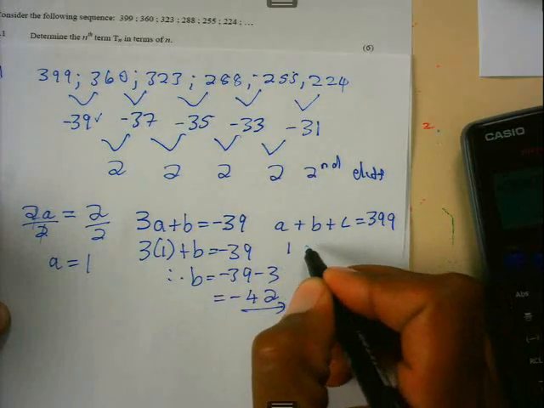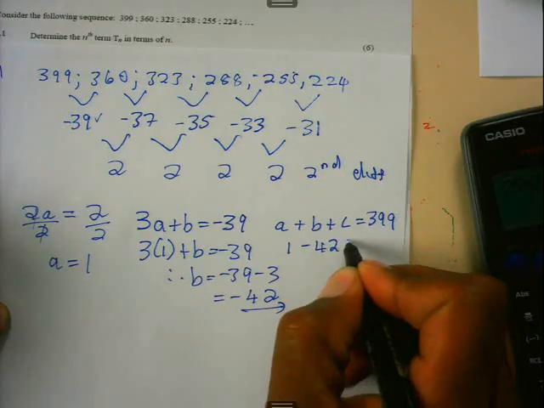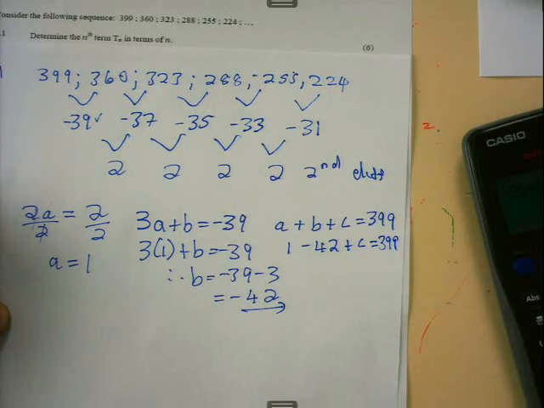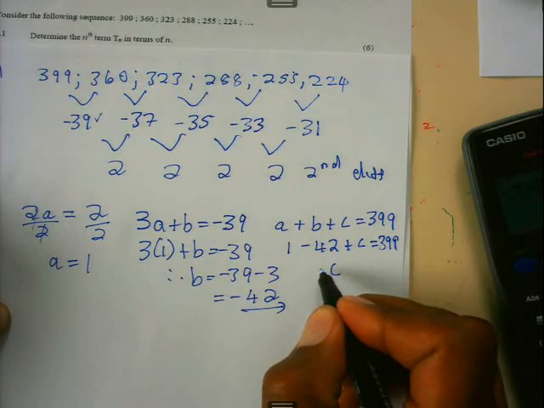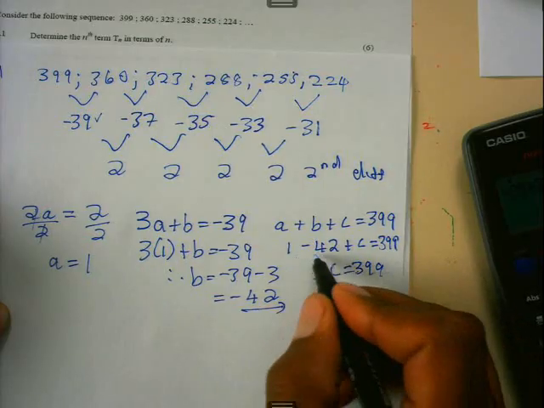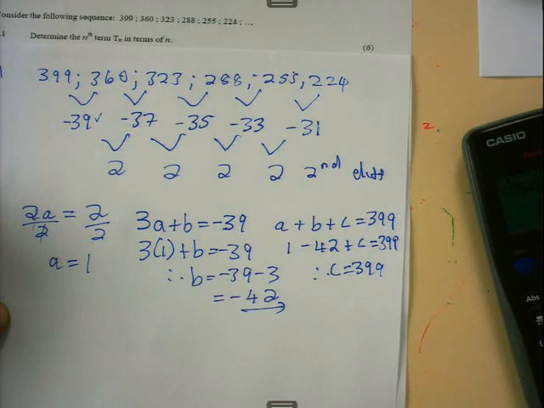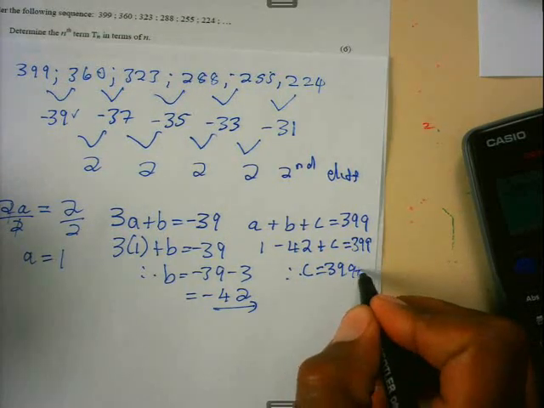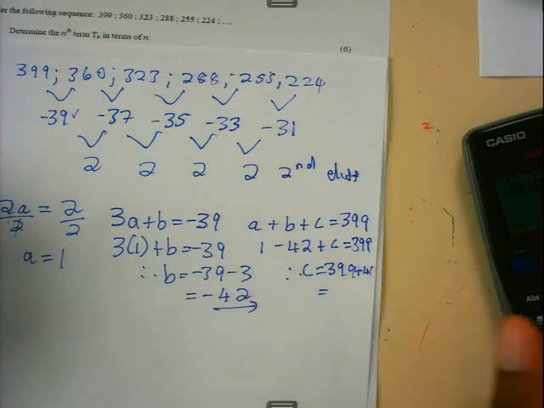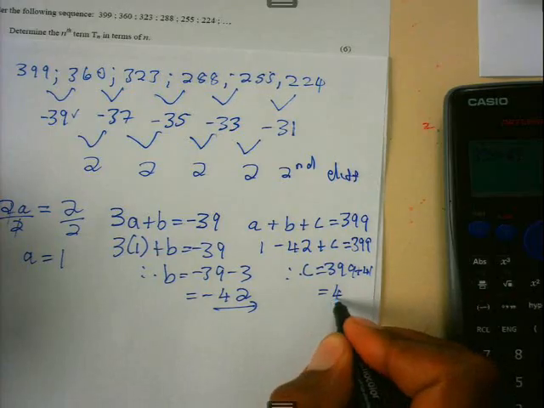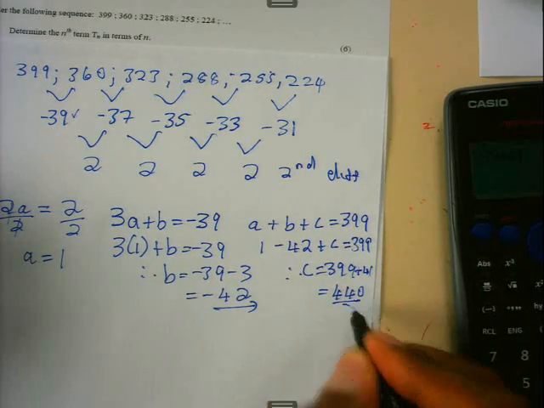Yes, A is 1, B is minus 42, then plus C is 399. Right now, what is the difference? Therefore, C is equal to 399 minus 1 minus 42. 1 minus 42, of course, will be minus 41. Then it means we add 41 on this side. Now we have 399 plus 41. Then the answer there is 440.